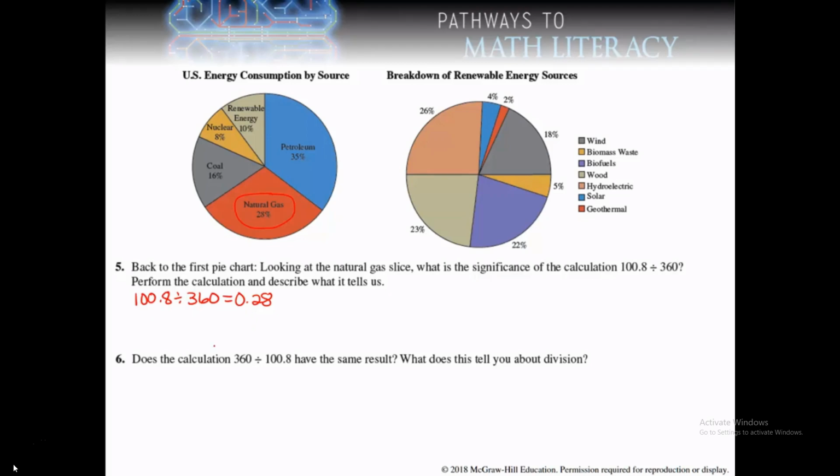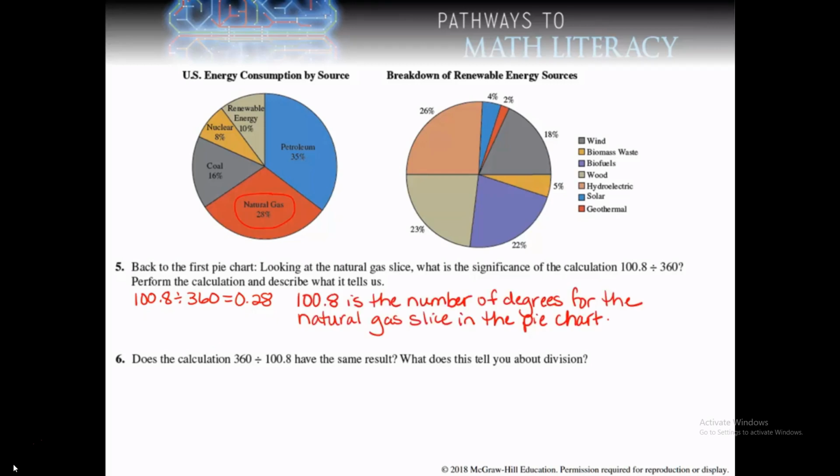And then number 6 asks, does 360 divided by 100.8 have the same result? Well, no, it does not. That one comes out to 3.57. So that tells us that with division, the order does matter. Division is not commutative.